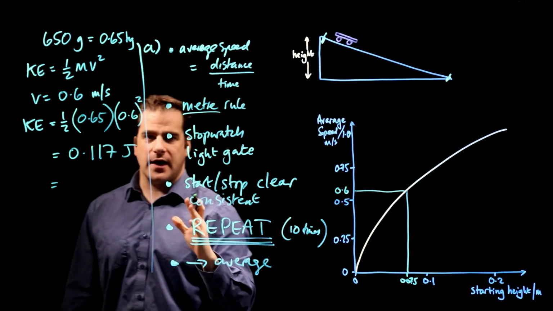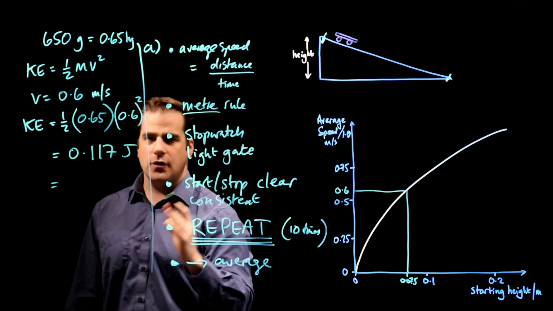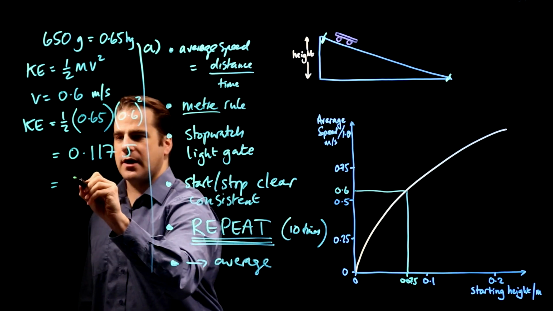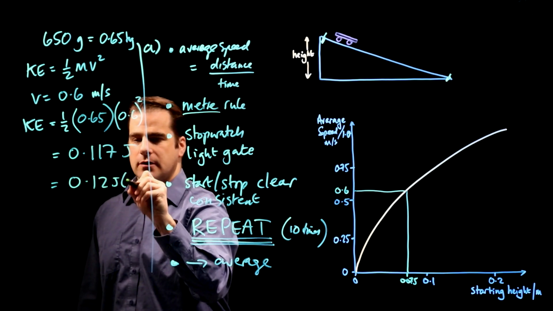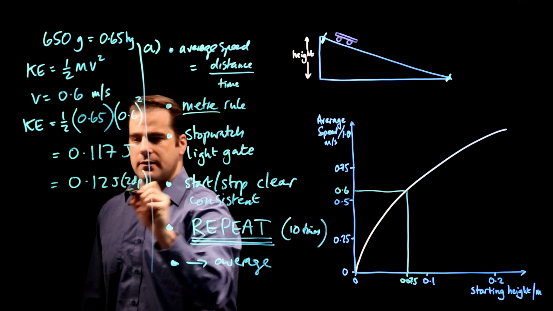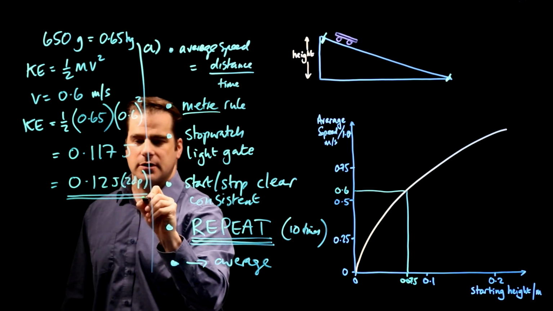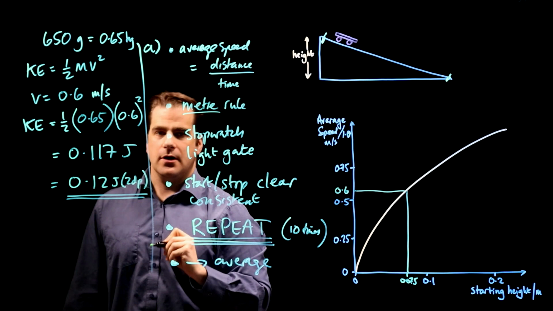Let's round that and make a sensible choice. 2 decimal places look sensible, okay? Which is going to be 0.12 joules to 2 dp. Nice, sensible choice. Good.